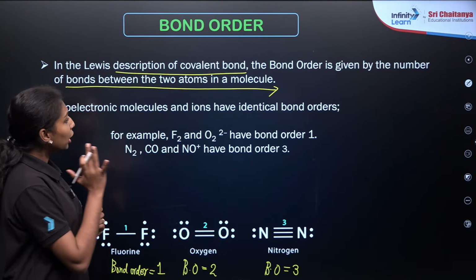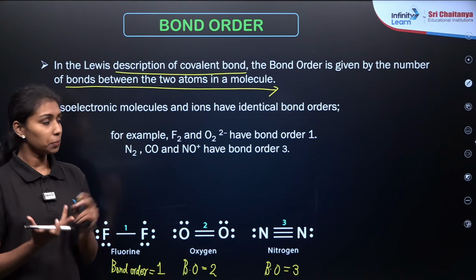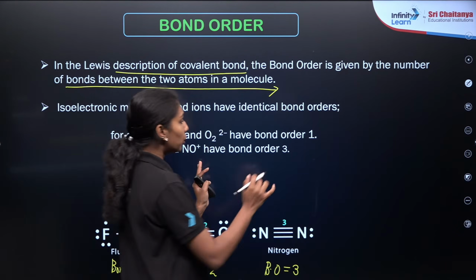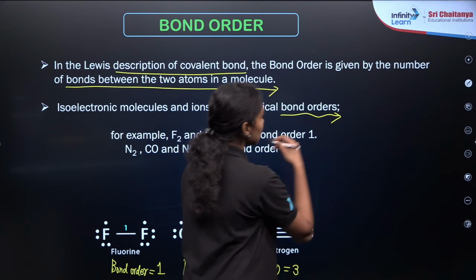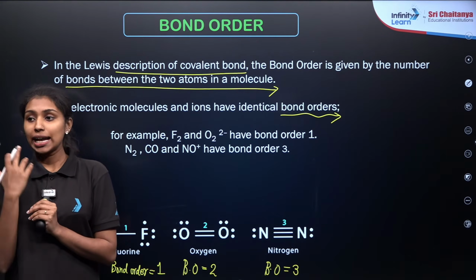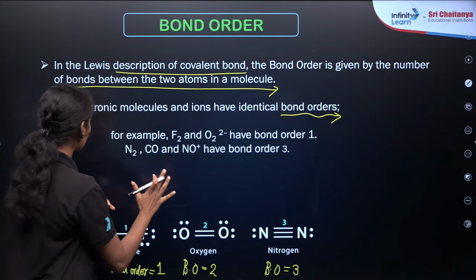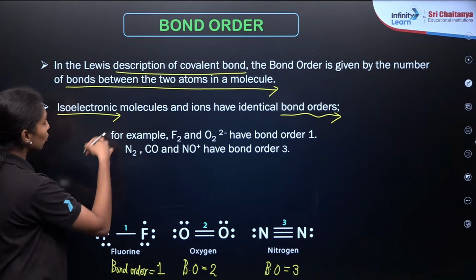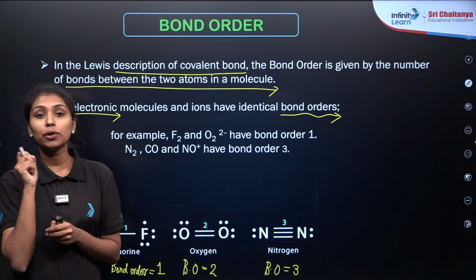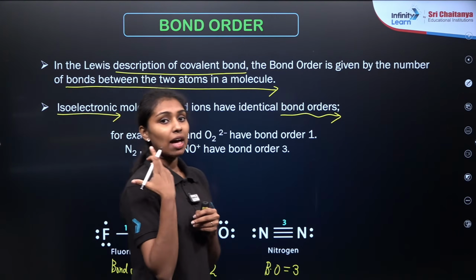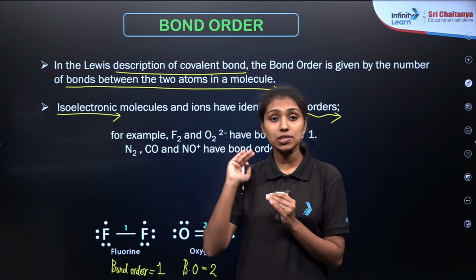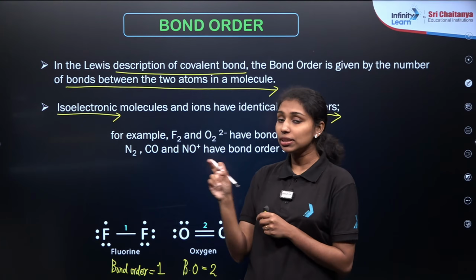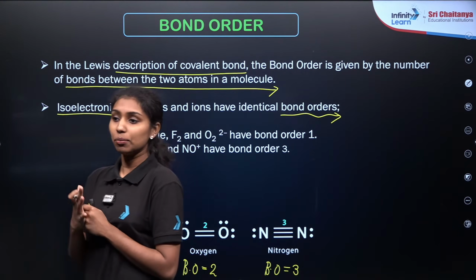Then one more point you have to keep in mind, from the competitive examination point of view, is that you may want to identify the bond order of some molecules. As we already know, isoelectronic species are those molecules having the same number of electrons. So those molecules which have the same number of electrons are known as isoelectronic species, and they will have the same or identical bond order.